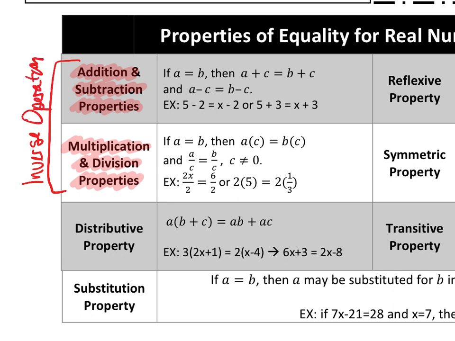That's not a really good way to read that word. Let me try writing that again with better handwriting. There we go. Those two properties make up what we've always called inverse operations.